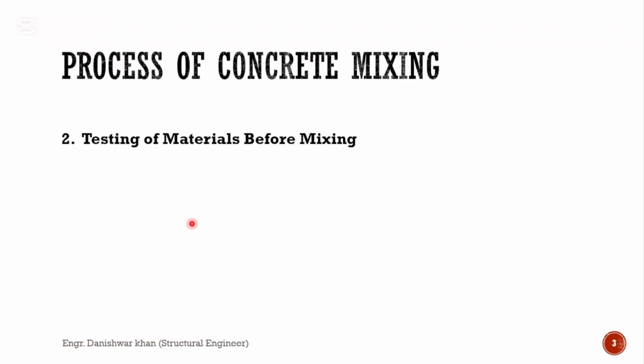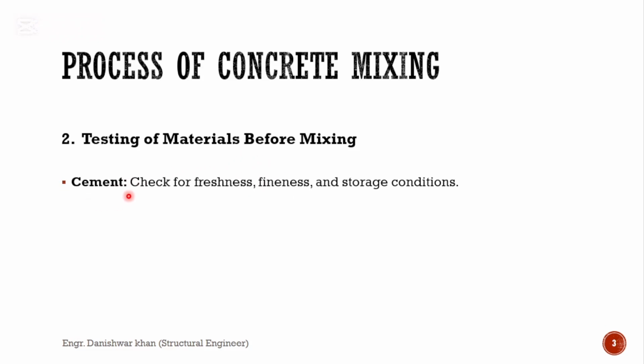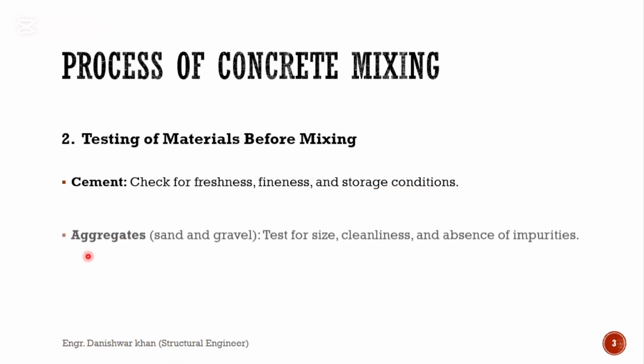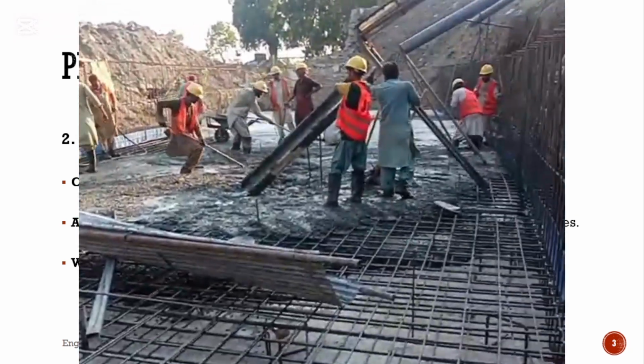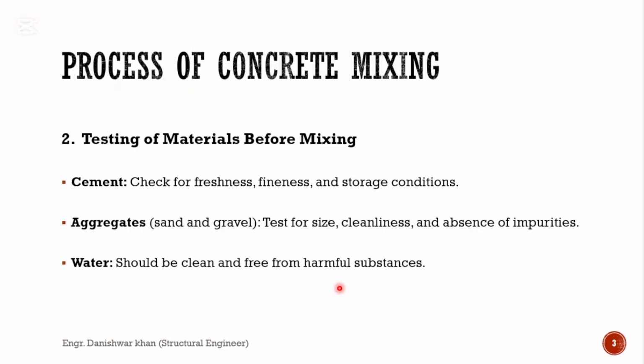Before mixing concrete, it's crucial to test the raw materials to ensure they meet quality standards. Cement: for cement, we check the freshness, fineness, and storage condition. For aggregate, we check size, cleanness, and absence of impurities. And water should be clean and free from harmful substances. Testing ensures the material will produce concrete with the desired strength and durability.